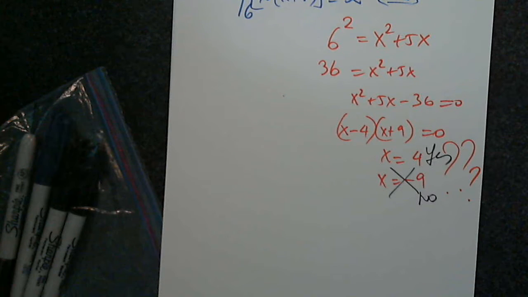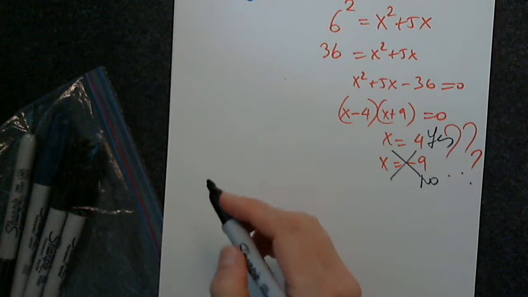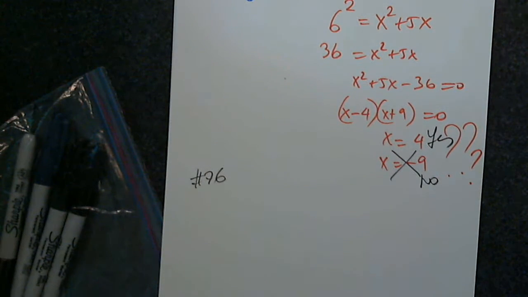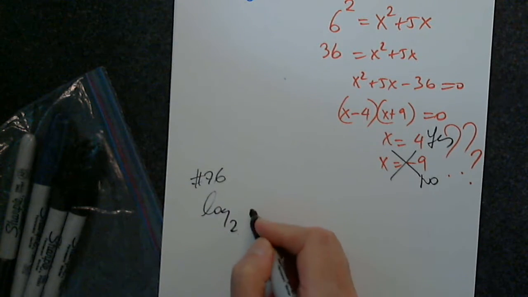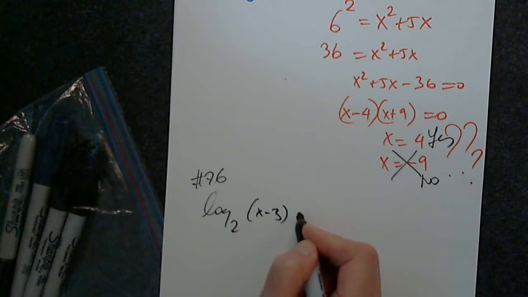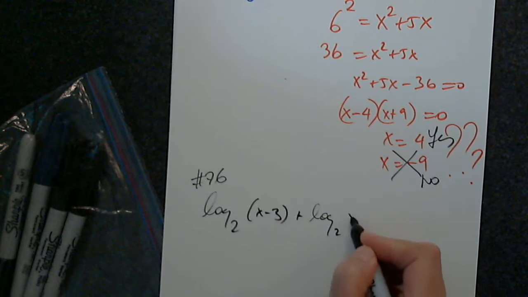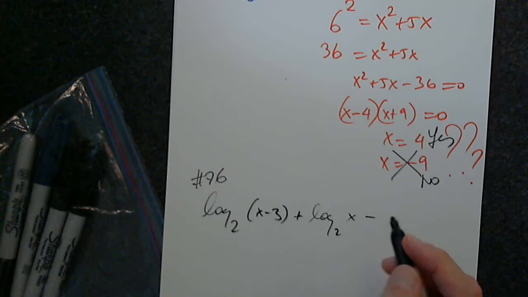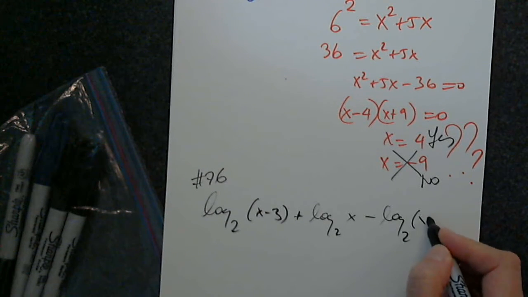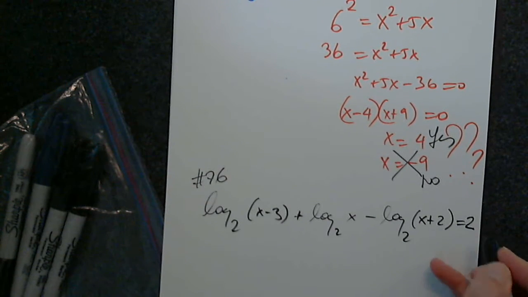Okay, let's take a look at 76. We're still working on log equations. In 76, log base 2 of x minus 3 plus log base 2 of x minus log base 2 of x plus 2 equals 2.